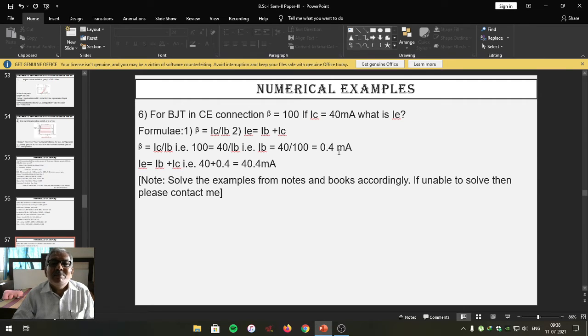This is the value of IB. Now we know IB and we know IC. Put it there. So IE is equal to IB plus IC. That is 40 plus 0.4. That is 40.4 milliampere is the emitter current. Friends, like this you have to solve the examples.